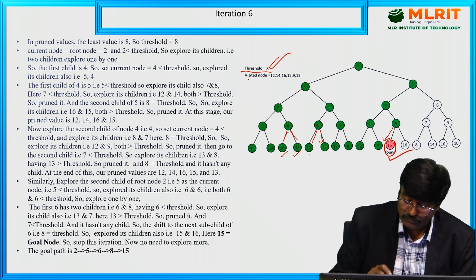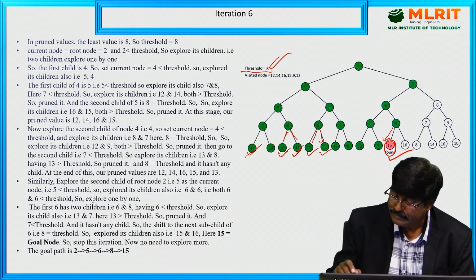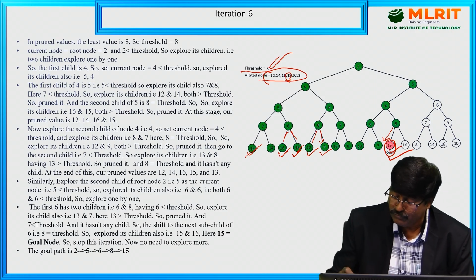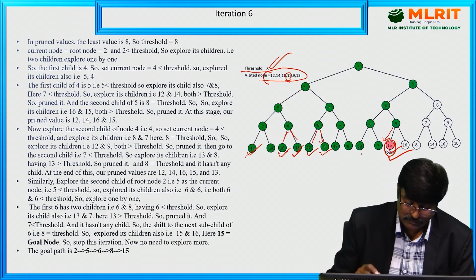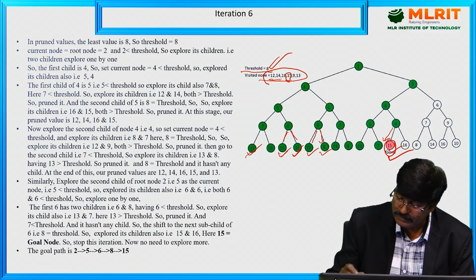See what nodes you have visited in this iteration 6 based on the threshold value 8. You have visited 12, 16, 15, then 12, 9, then 15. These are the nodes you have visited. Among them, 15 is our goal node. In this list the goal node is there, so you have reached the goal node. Whatever the remaining nodes are, you keep in the pruned list. You already reached the goal node.